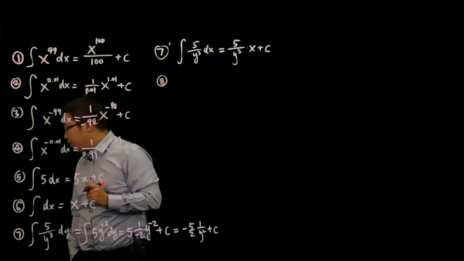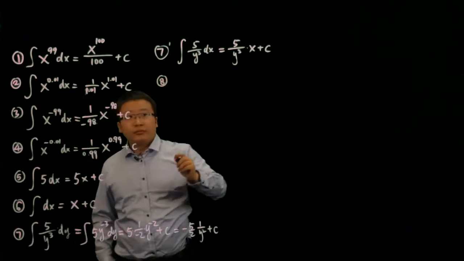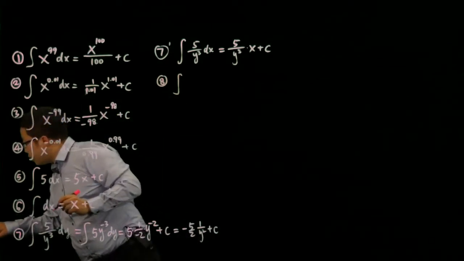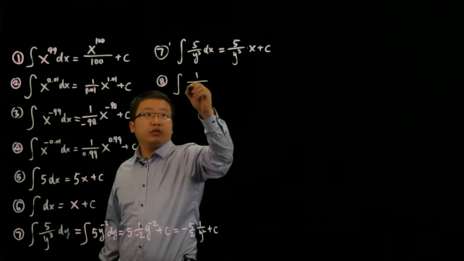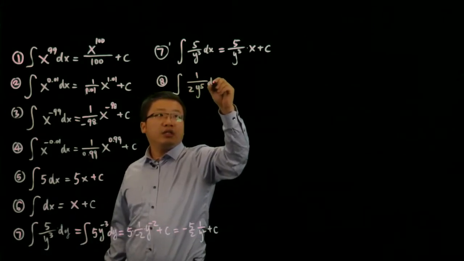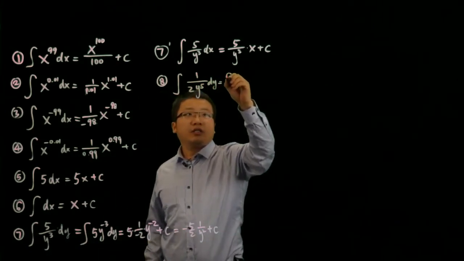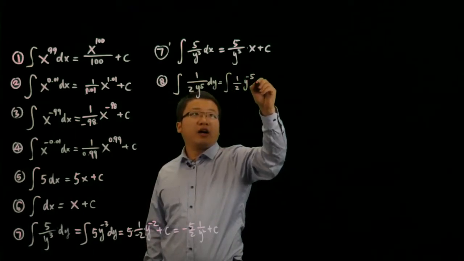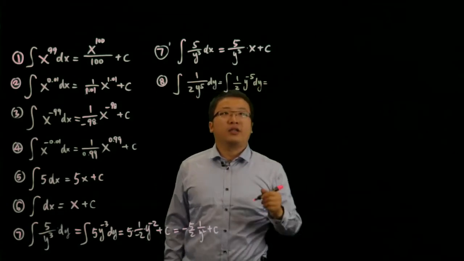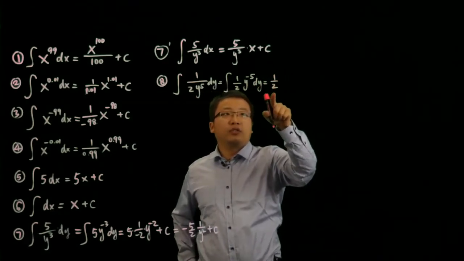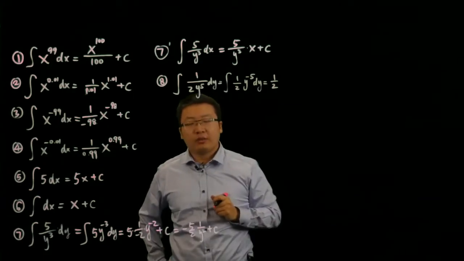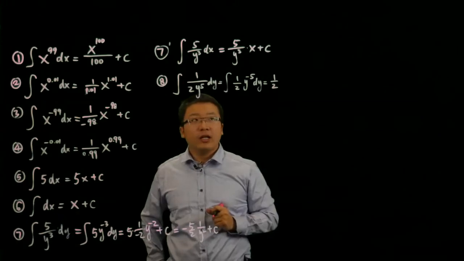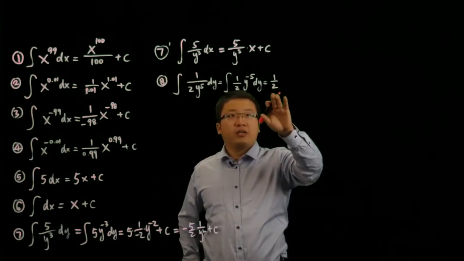Question number 8. The question is the integral of 1 over 2 y to the 5th dy. And I'm going to convert it such that it is the integral of 1 over 2 y to the negative 5 dy. And the answer will be, you want to keep this 1 over 2. This is more like the multiply-by-a-constant rule for the indefinite integral we talked about in the previous lecture. Then you want to just multiply this in the end.